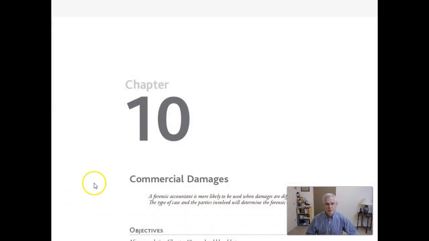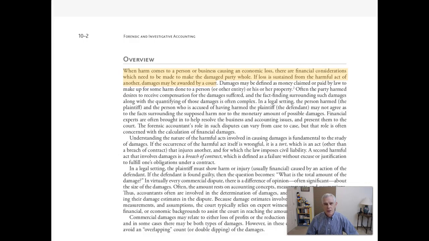Let me lower my video. There we go. So chapter 10, commercial damages. We're going to see how to compute commercial damages. Next page. Now what I have highlighted here is that when someone damages another party, that party who was damaged in many cases is awarded compensation by the court. And what that amount should be is where accountants really come in. So forensic accountants can come in and help either the plaintiff side or the defense side compute damages for the loss.